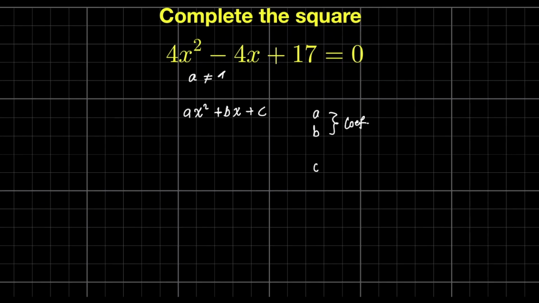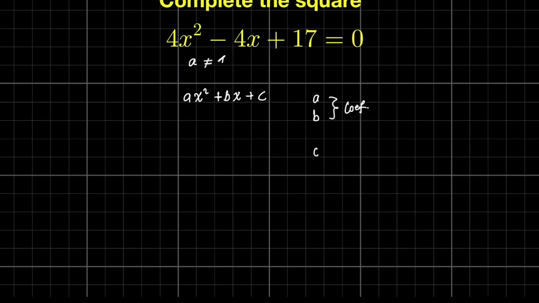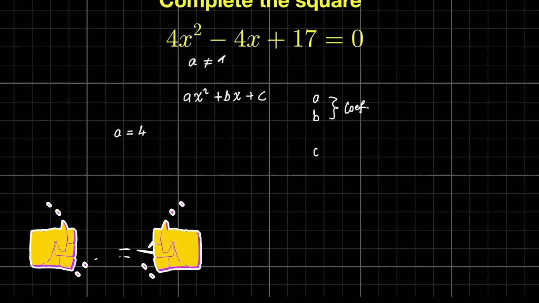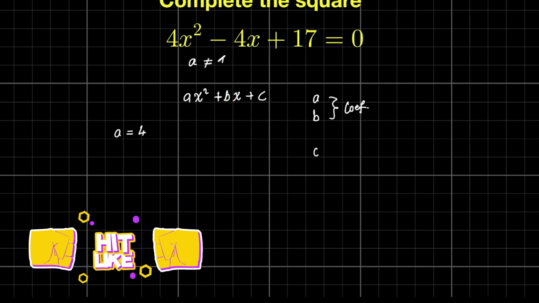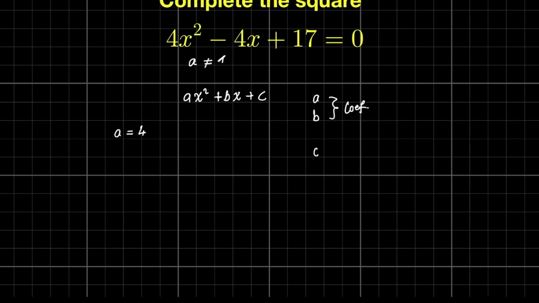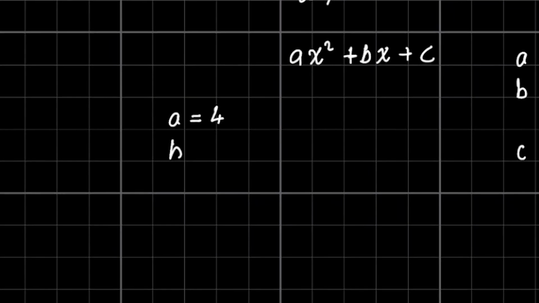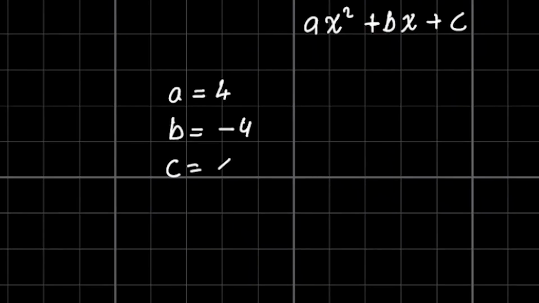So now what I need to do in this case is define my a, b, and c. My a here is 4. Since we have the form plus bx, here there is supposed to be a plus. But when I have a negative, it means that the coefficient b itself is negative. So b here is basically equal to negative 4. c in this case is equal to 17.